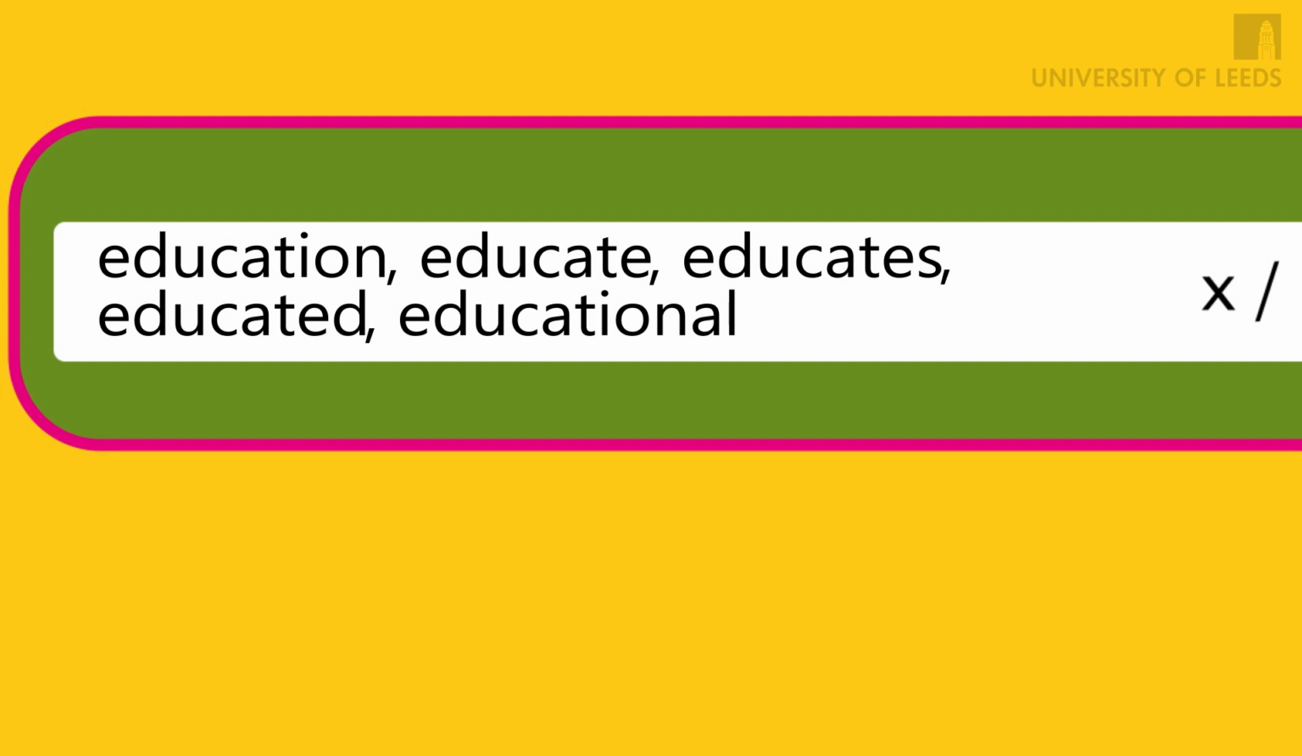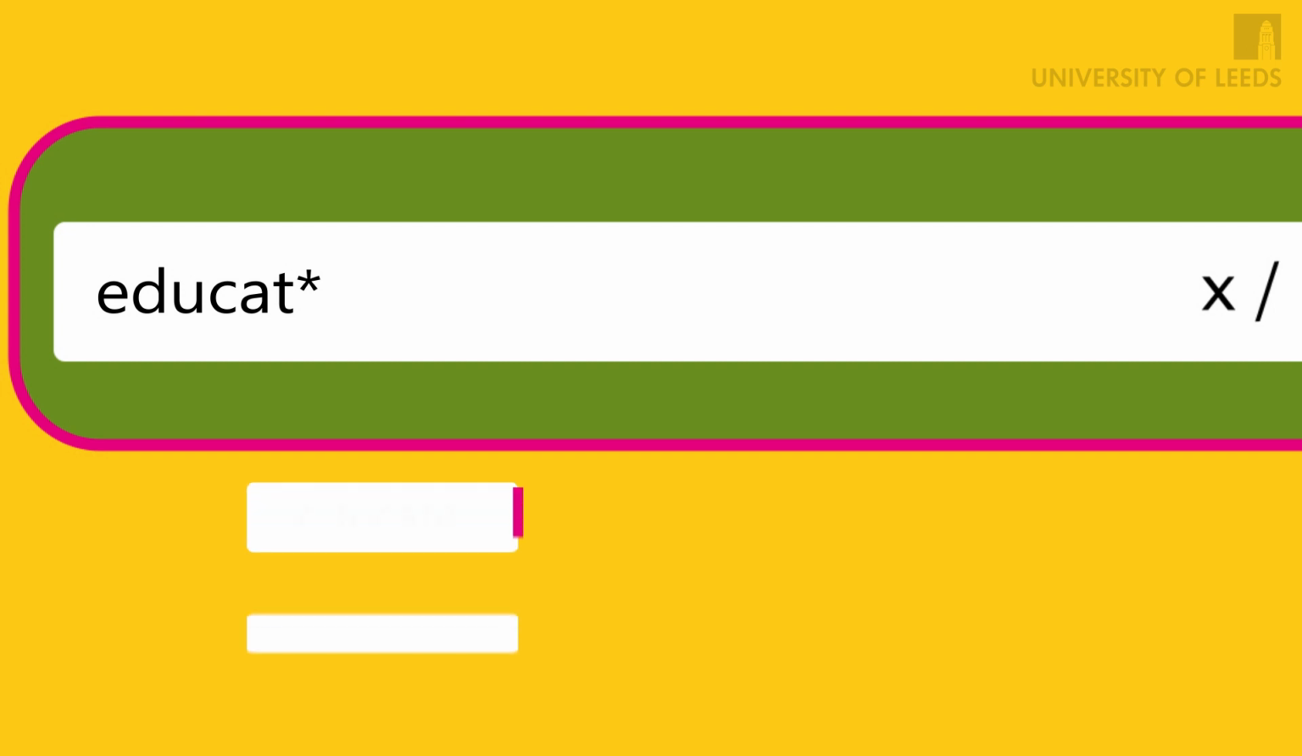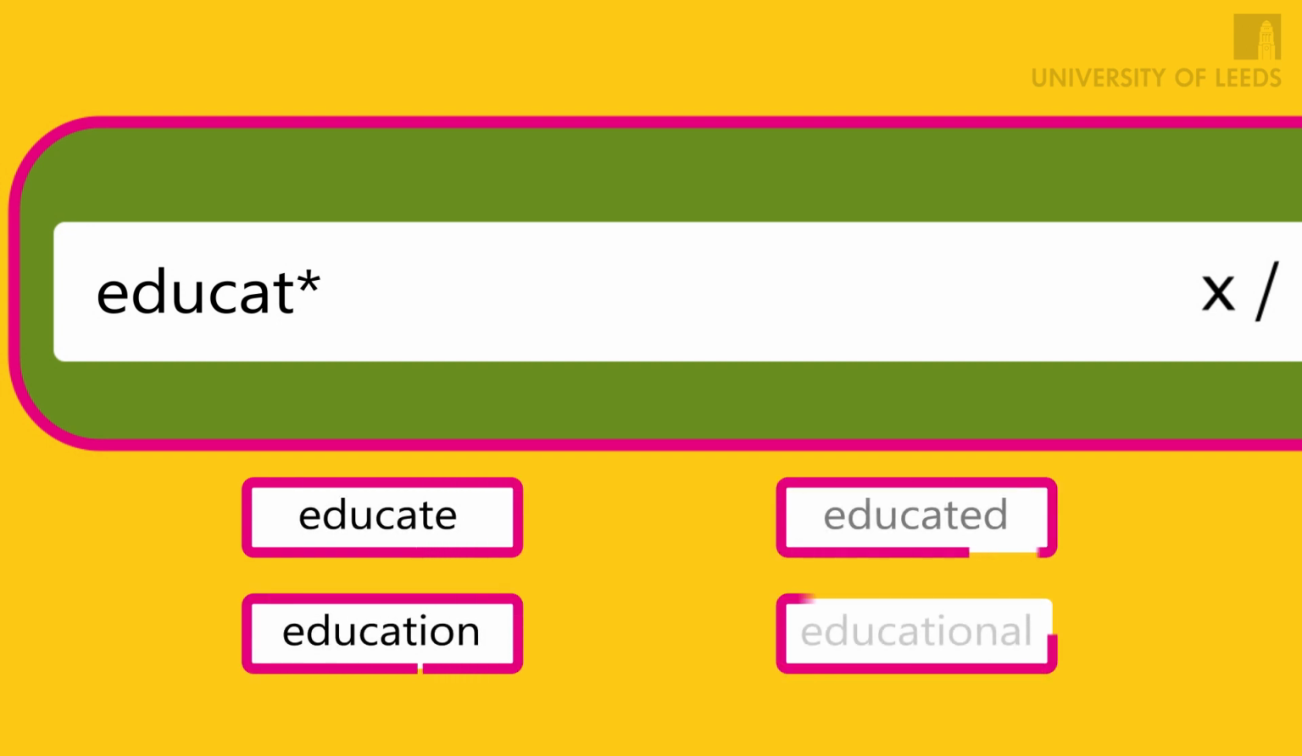First, find the stem of the word, the point from which all the various word endings can begin, and then add an asterisk or star symbol to the end of the word. In this example, we're going to use educat asterisk, which tells Library Search, Google, or whichever database you are searching that you'd like it to find you all the possible variations of the word endings for that stem. This means that you will find more results than you would have if you had just searched for the single word education.